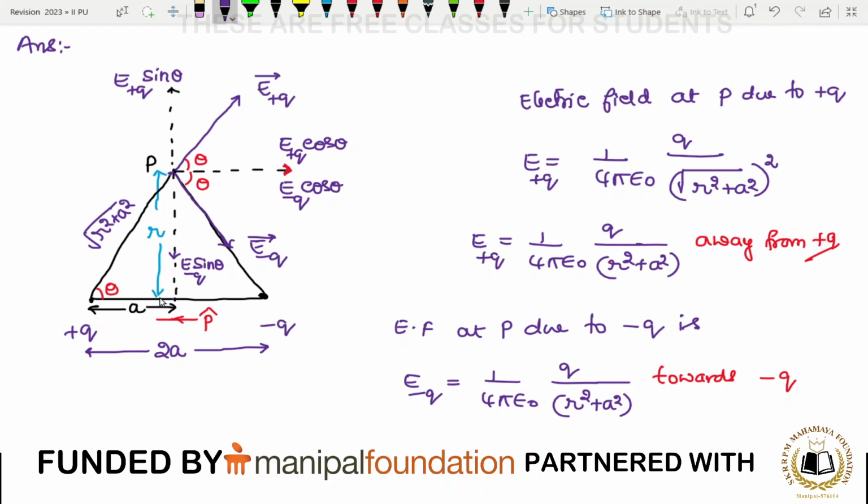So P is at a distance r from this one. The distance from point P to the positive charge is root of r square plus a square. And this distance becomes how much here? a. Similarly, from point P to the negative charge, the same thing, root of r square plus a square. Electric field due to positive charge is outward, negative charge is inward. So electric field at point P due to plus Q is 1 by 4 pi epsilon naught Q divided by root of r square plus a square whole square. So the root will go. It becomes 1 by 4 pi epsilon naught Q divided by r square plus a square. Direction is away from plus Q.